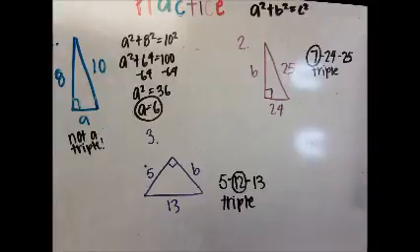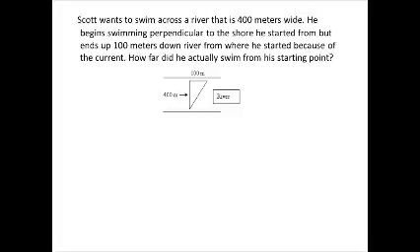Number 2 is a triple, so it's 7, 24, 25. B equals 7. For number 3, it's also a triple, 5, 12, 13. B equals 12. Here's a problem for you to try on your own.